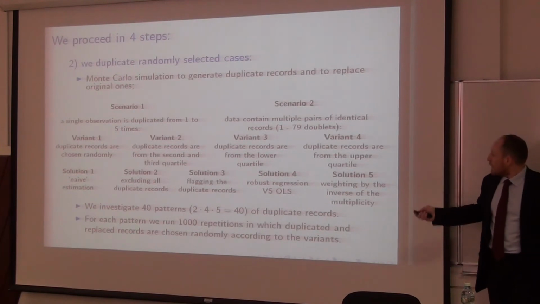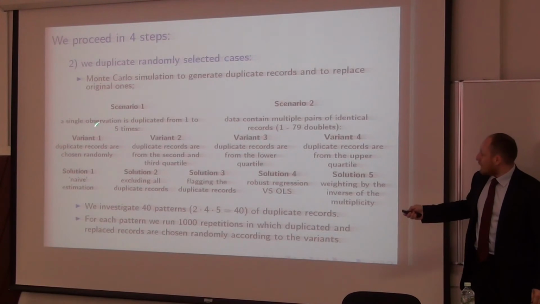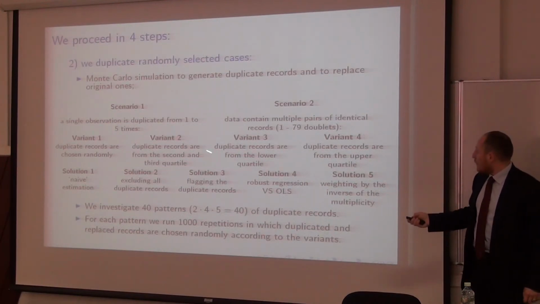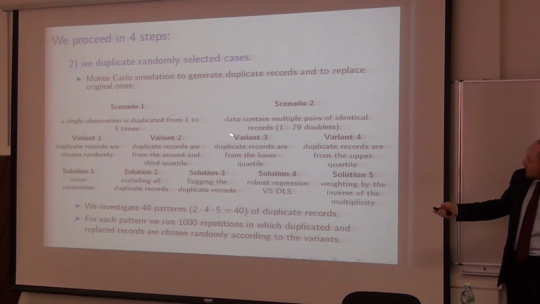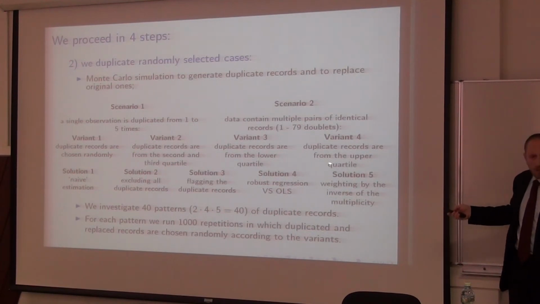Okay? So each of these two scenarios is then multiplied for each of these variants, which is when the duplicate records are chosen randomly from the overall distribution, or from the second and third quartile of the distribution, so we are in the middle of the distribution. And then we have the left type and the right one. So we apply this scenario to these 4 variants, and this scenario to these 4 variants. 2 times 4 is 8 possibilities.